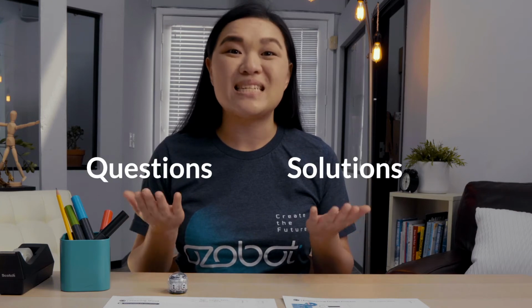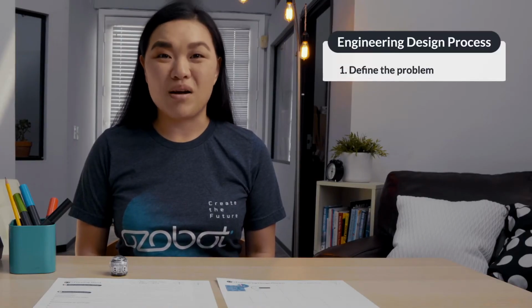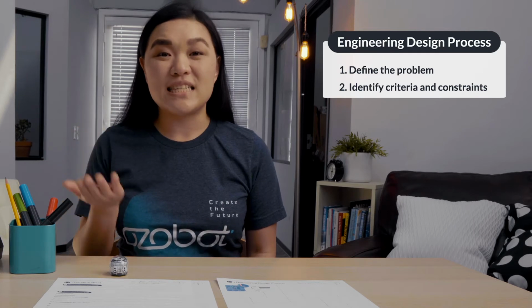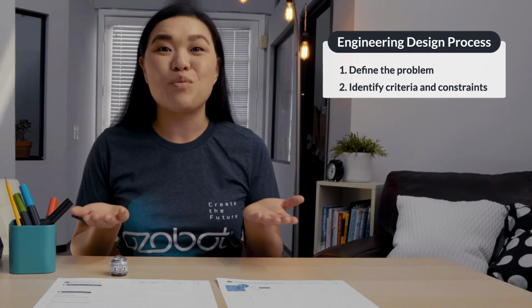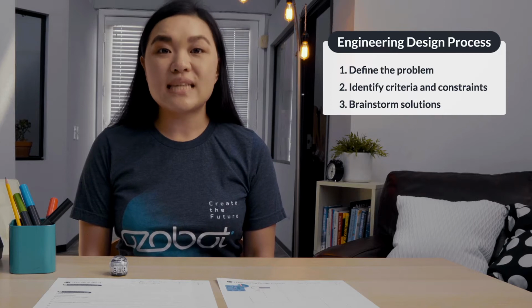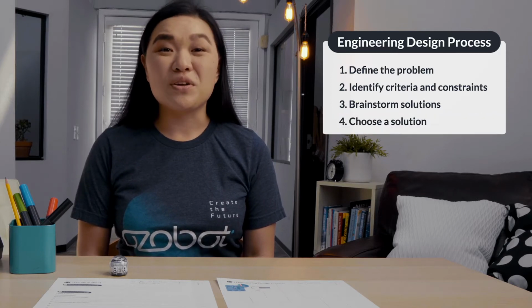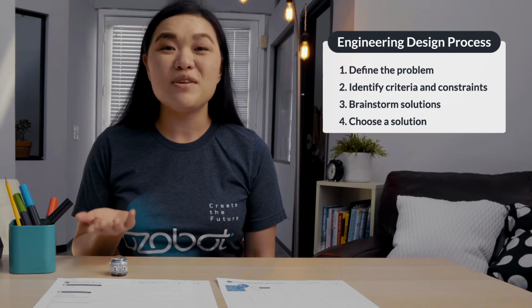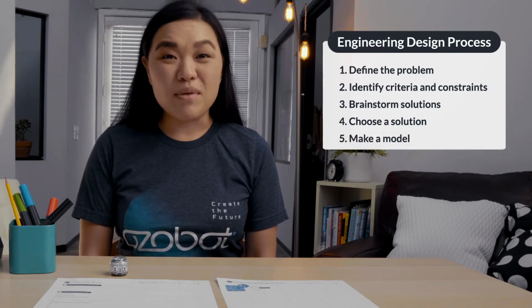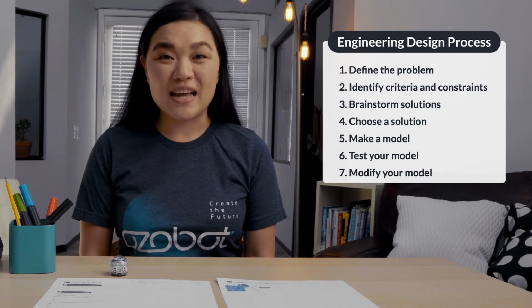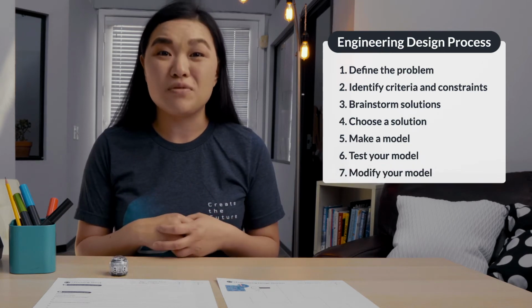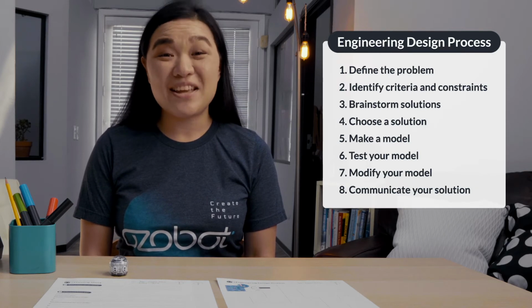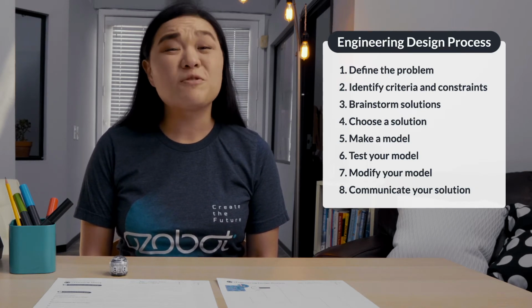Something to keep in mind about the engineering design process is that it is a circular process that requires questions and solutions at every step. You start by identifying the problem. Next, you identify the criteria and the constraints that you need to work within. The third step is brainstorming. Fourth, you decide on a solution from your brainstormed list. Make a model, try it out, and modify it until you are satisfied that it solves the problem. Lastly, communicate your solution. Let's get started on our first problem.